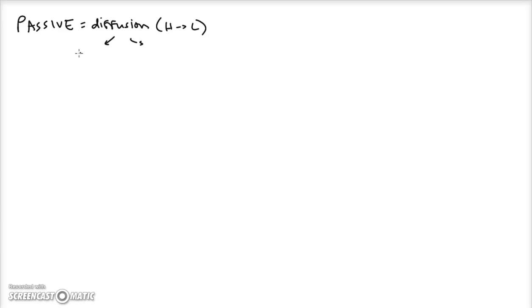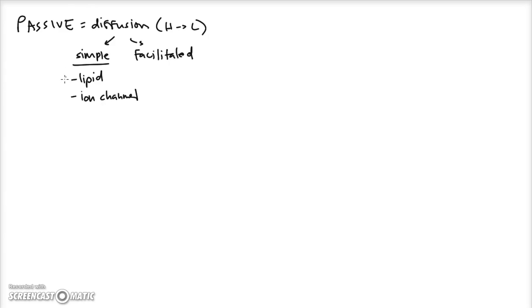Diffusion can happen in either one of two ways. Either it's simple or it's facilitated. Anyway, simple diffusion means that substances are basically moving through two barriers. Either it's lipid or it's through an ion channel.